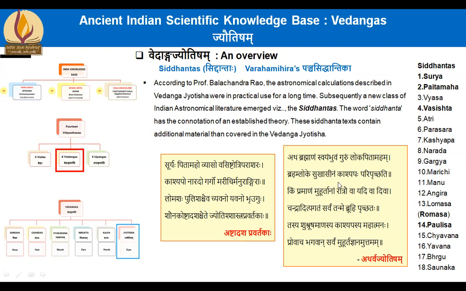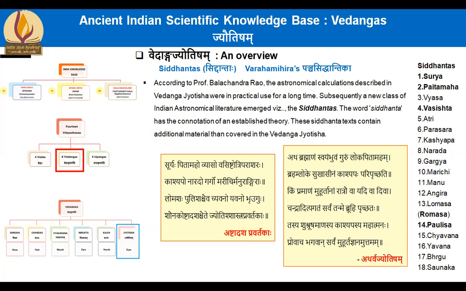Here there is a shloka where it is said that Kashyapa went to Brahma and wanted to know about the Jyotisha. Kim pramanam muhurtana ratrau va yadi va diva, chandradityagatam sarvam tanme bruhi. So please help me understand this system, this Chandra Adityagatam Sarvam.